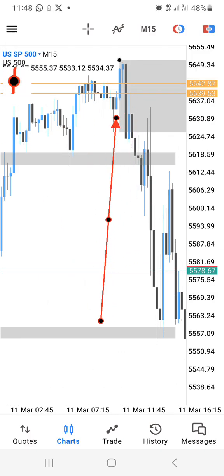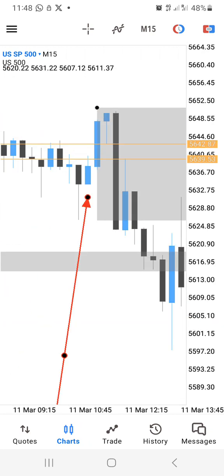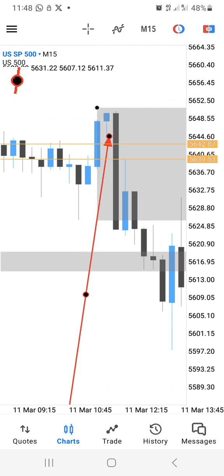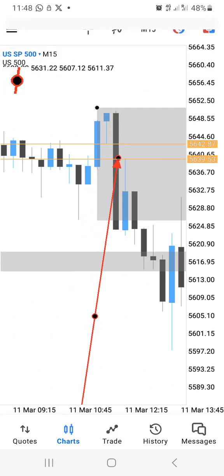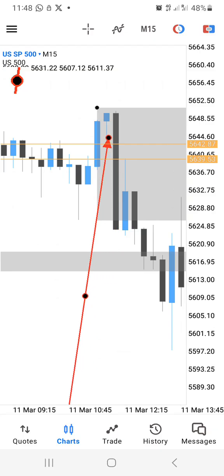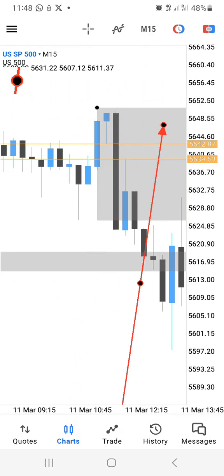Alright guys, you can see that here on M15, when the market moved up with a big move from here to here, it just left this candle. It becomes a bearish engulfing.